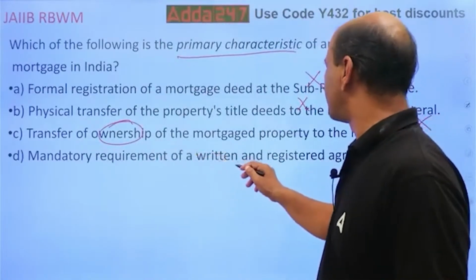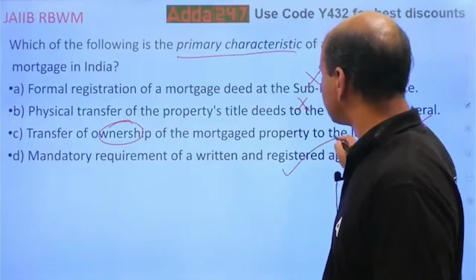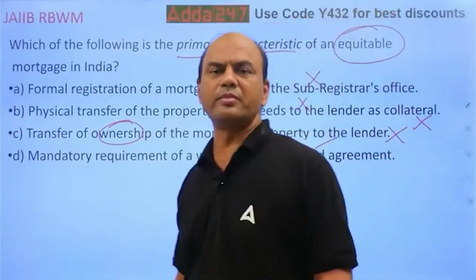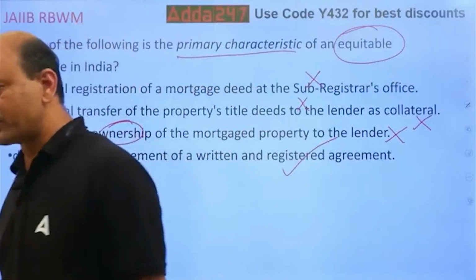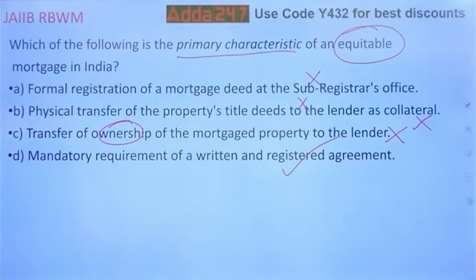Mandatory requirement of written and registered agreement. Compulsory. Without this you can't have a mortgage, isn't it? Got it? Without this can you have a mortgage? No, you can't.